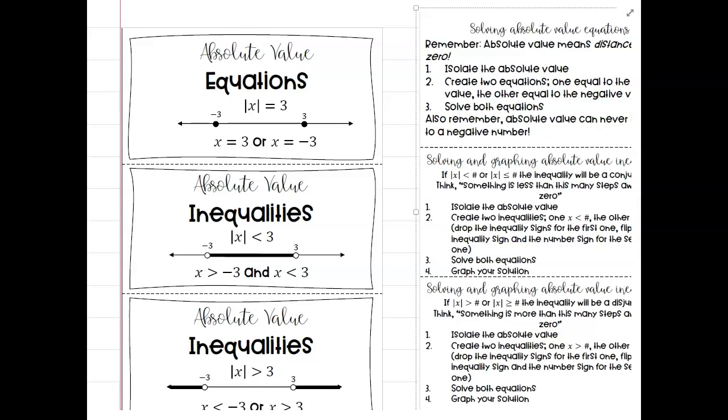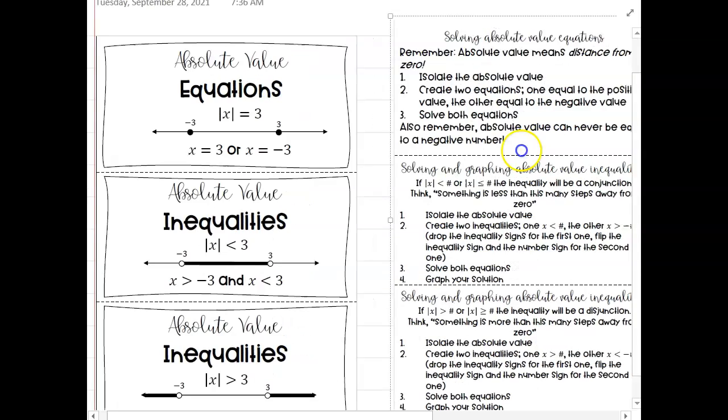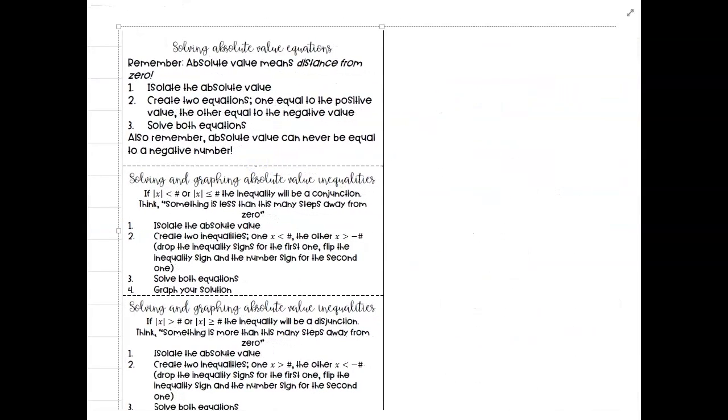Remember, absolute value means distance from 0. So if I'm finding the absolute value of x is 3, I'm trying to find all of the numbers that have an absolute value of 3, which are all of the numbers that are 3 steps away from 0. If you start at 0 and take 3 steps, we know we could get to -3 or +3. So on the inside of your foldable, let's do a quick example of what we did yesterday.